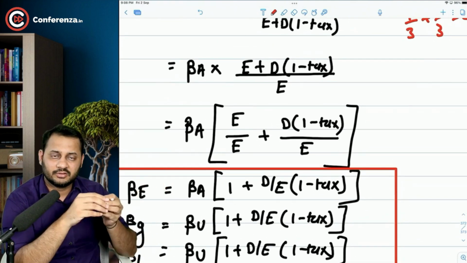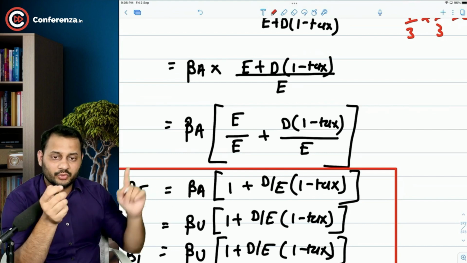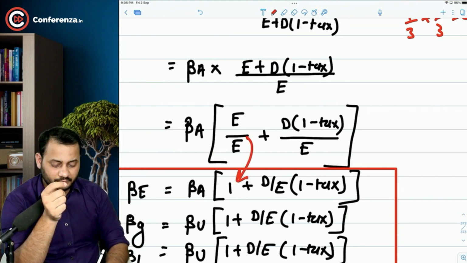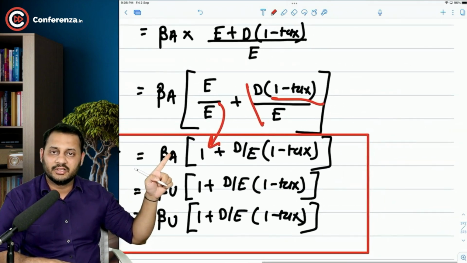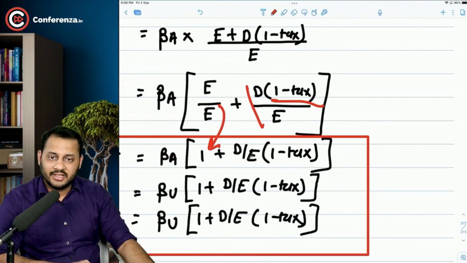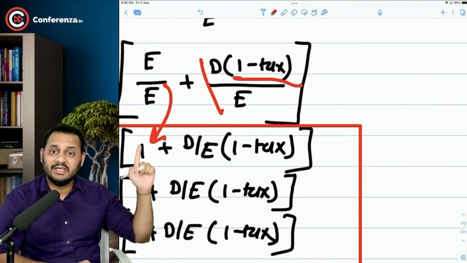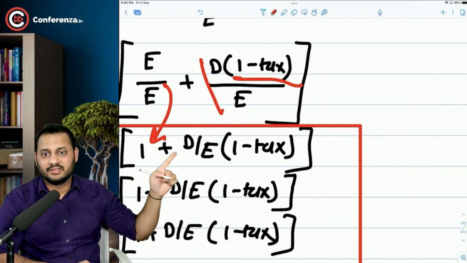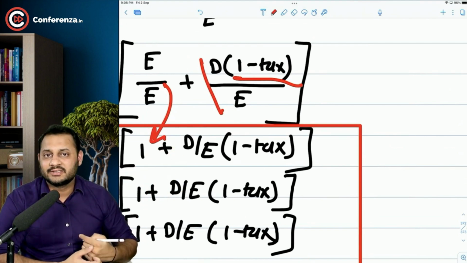We have allotted the equity value to both. So E by E will become 1 now. And this is debt by equity (1 minus tax). Now the equation is like this. Beta of the equity is equal to beta of the asset in bracket 1 plus debt equity ratio in bracket (1 minus tax). Now you can clearly understand what this 1 means. It is nothing but E by E, and this is debt by E. E by E, plus debt by E into (1 minus tax).